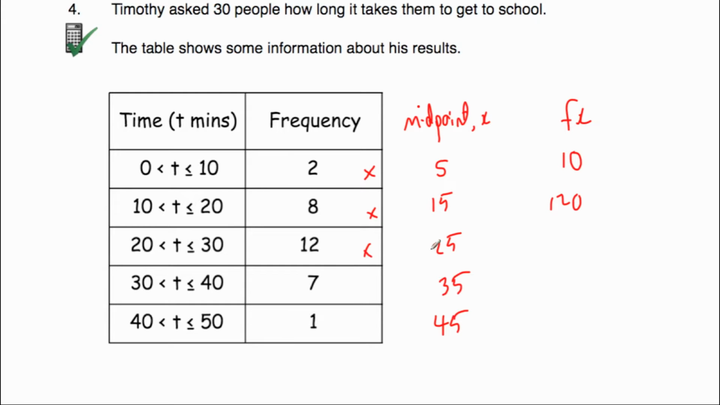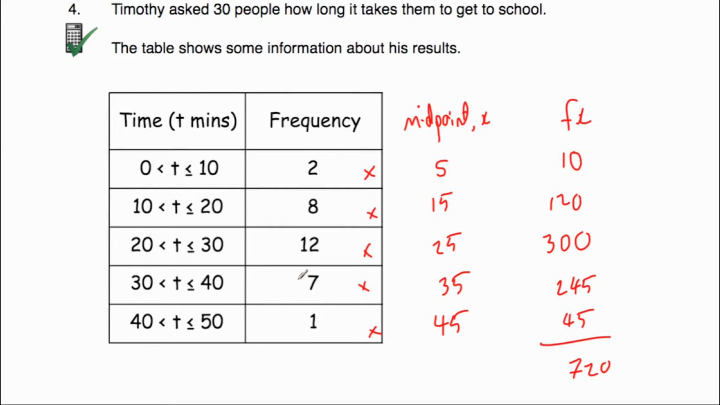We've got 12 students and we're assuming it takes them 25 minutes each, and it would take them in total 300 minutes. 7 students, 7 times 35 is equal to 245 minutes in total for them, is our estimate. And 1 student, 1 times 45, we're going to assume it takes them 45 minutes to get to school. Now remember, to find the mean, we'd add up all the values, so we'd add up all the times. So we're going to add up the fx column, gives us a total of 720 minutes.